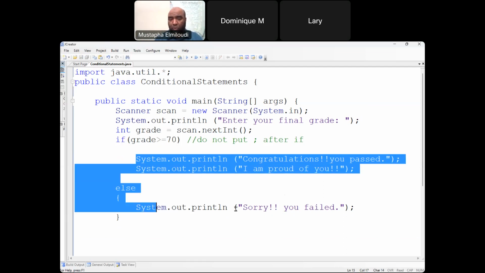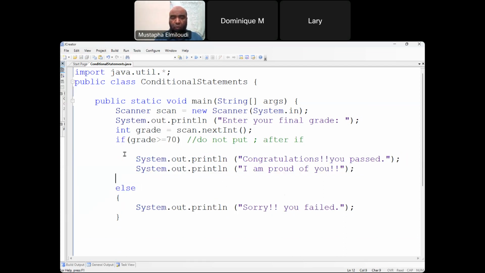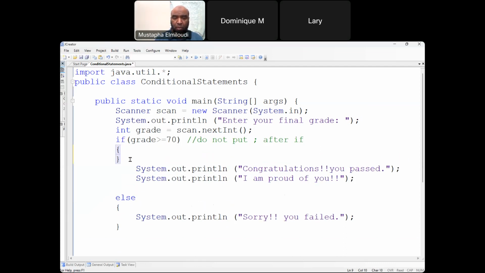Okay, so to be on the safe side, always put the braces, because when you put the braces, you are telling the computer, the program, that these two statements are together. That means when the condition is true, I want both statements, not only the first one, because without braces, only the first one is executed. The second one is like a separate statement.